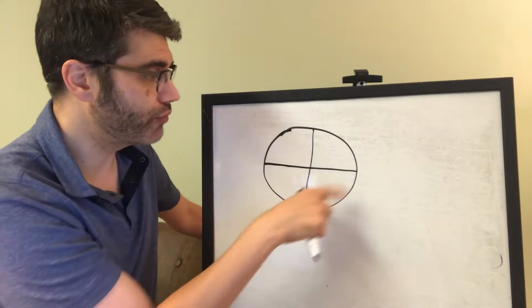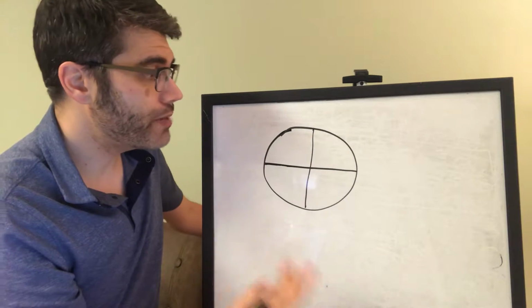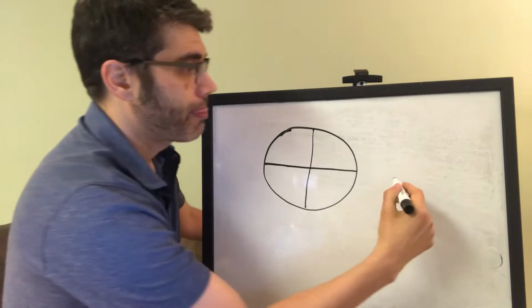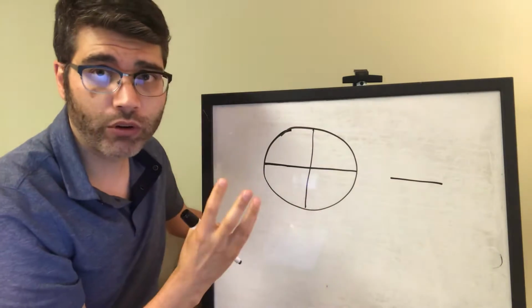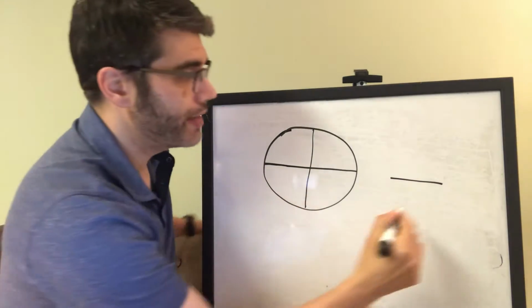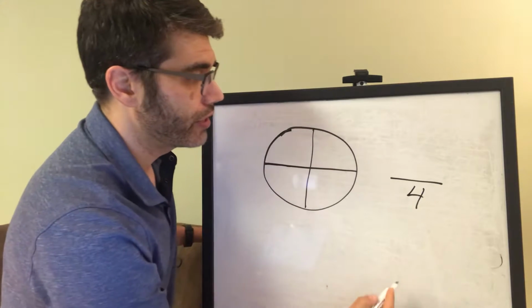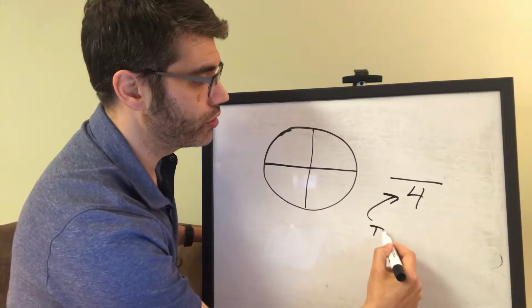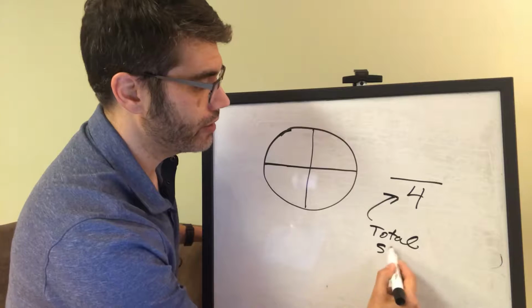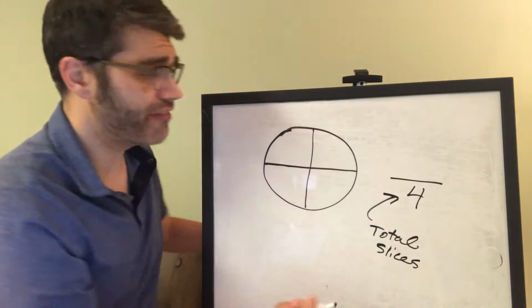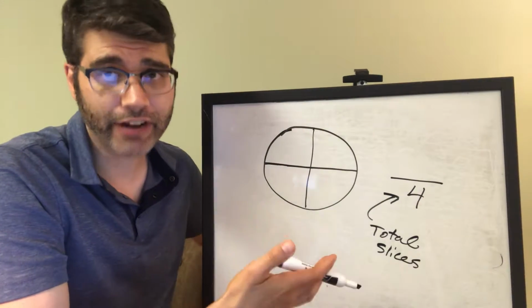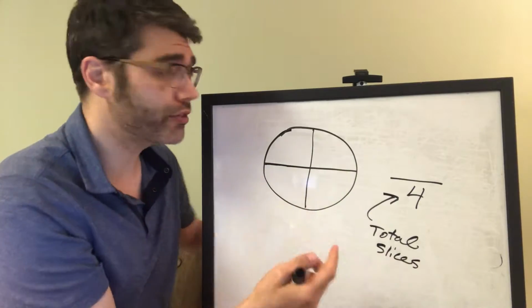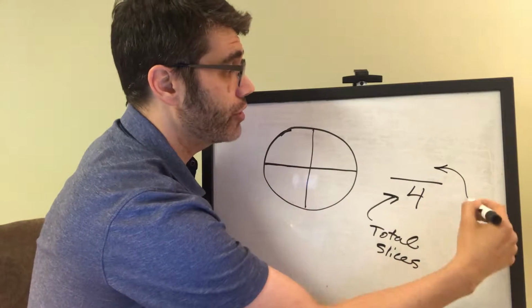So if we have, let's say, a pizza pie, and we divided it into fourths, equal fourths, what I would be able to say is, I have 4 slices in total. That's what the denominator shows. This is the total slices. That's the function of a denominator in a fraction. The function of the numerator is how many slices are chosen.